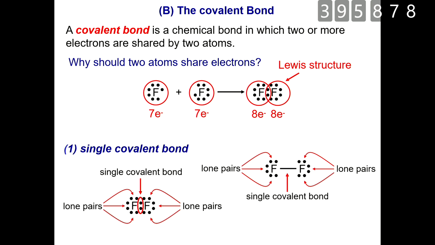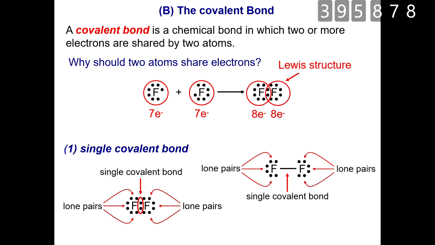Okay, now we introduce how to use the Lewis structure to show the formation of covalent bonds. The covalent bond means 2 or more electrons are shared by 2 atoms. So here, why should the 2 atoms share electrons? For example, in this case, for fluorine, they need one electron, right? They need one more electron.